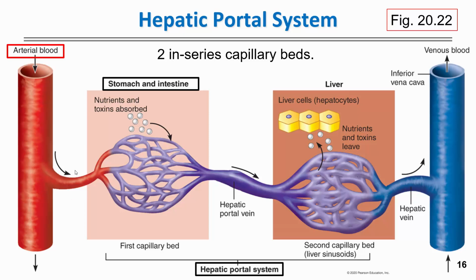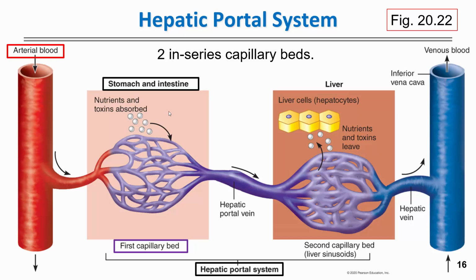So this artery will branch into arterioles, into metarterioles, and eventually into these really small capillaries, which is the site of molecule exchange with tissues. So this is the first capillary bed of our hepatic portal system. At this point, oxygen will move out of the blood and support the cells of the digestive system, while the nutrients inside the digestive system move into this first capillary bed.